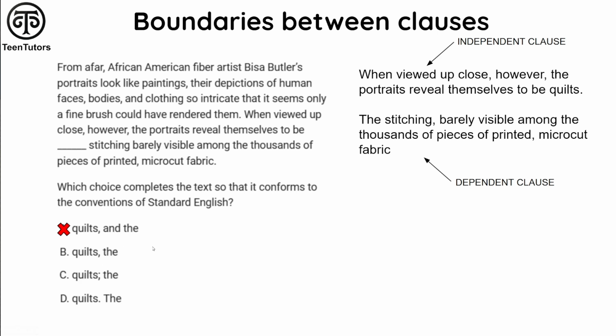Now for C, we have a semicolon. And like I said, we can't use a semicolon to separate between an independent and dependent clause, right? So that's wrong. And then finally D, we have a period. And so if we have a period here, again, we can't do that because we can't do that for independent and dependent clauses. And so therefore, that's also wrong. And then our answer has to be B.